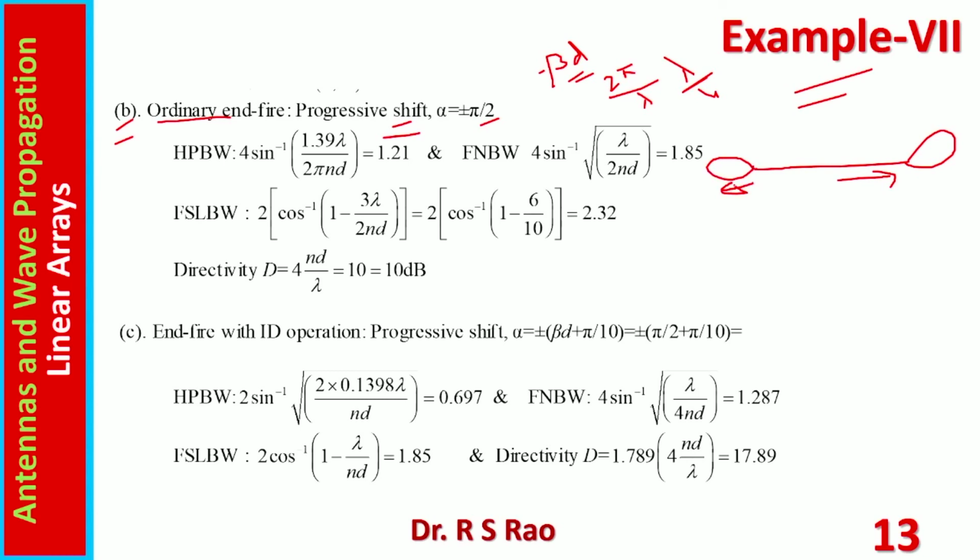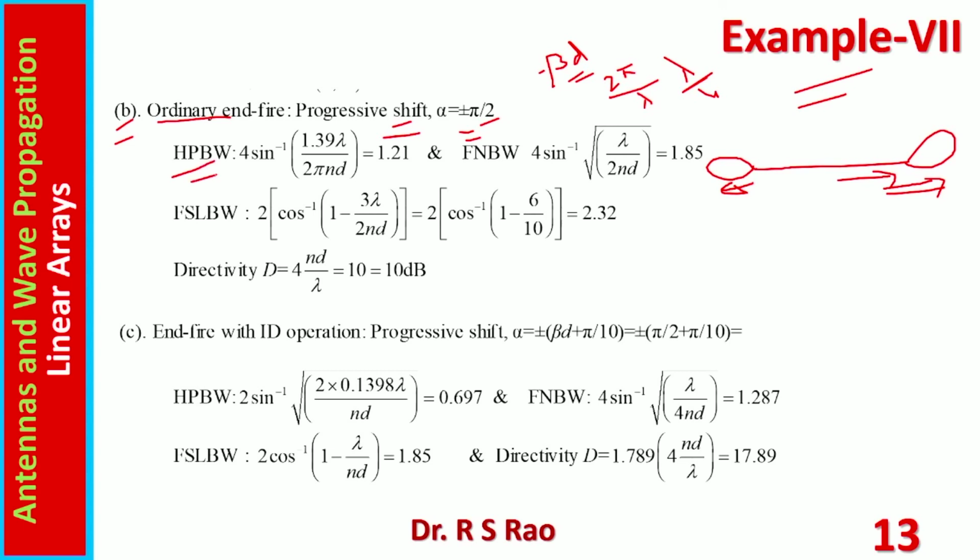Both are called end fire operations, but when it comes to differentiating them, the mode that gives maximum radiation along the length of the array is called end fire proper. The mode which gives maximum radiation opposite to the length of the array is called backfire. So here both are considered. Alpha is plus or minus pi by 2. Plus means backfire, minus means end fire.